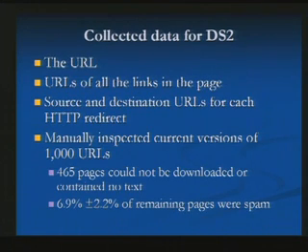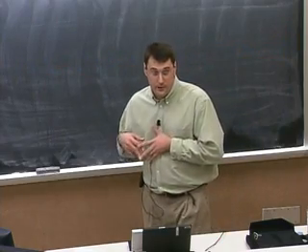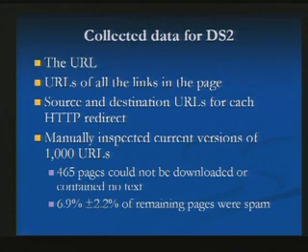For DS2, we retained the URL, the URLs of each link that was contained in the page, as well as the source and destination URL for each HTTP redirect that we followed. And since we hadn't retained pages, we had to inspect current versions of these URLs to try and determine whether or not they were spam. And out of a random sample of 1,000 pages, 465 of them could not be downloaded or contained no text, and 6.9% of the remainder were spam. That statistic has a confidence interval of 2.2.